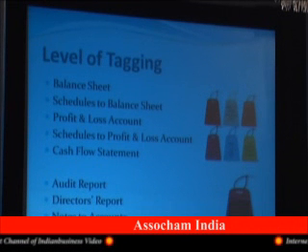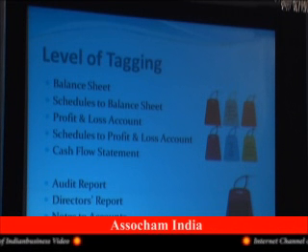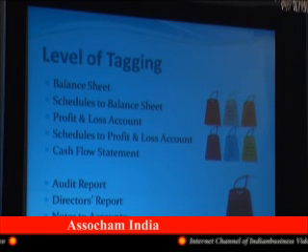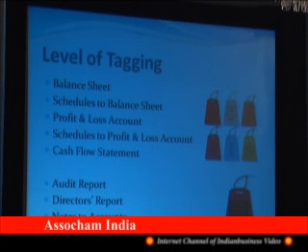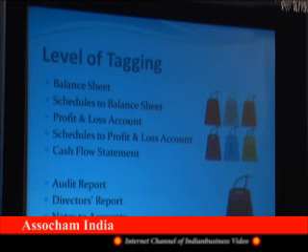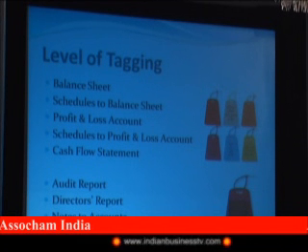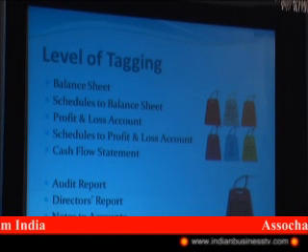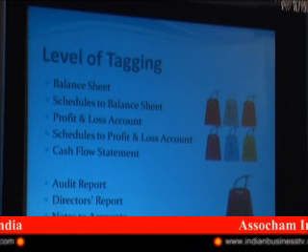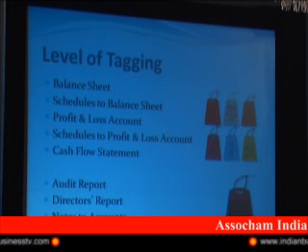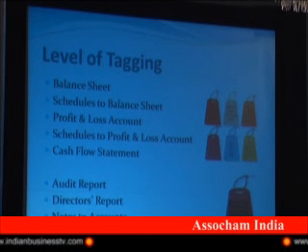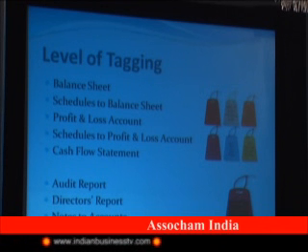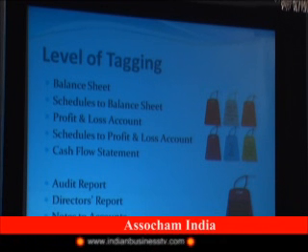Levels of tagging: in case of some items you have to do detailed tagging, in other cases you have to do block text tagging. The balance sheet, profit and loss account, schedules to the balance sheet, schedules to the profit and loss account, and cash flow statement, wherever applicable, have to be detailed tagging. Each and every item in the balance sheet or profit and loss account or schedules thereof has to be linked to the standard taxonomy. Each and every item, you cannot leave any item unless it is not part of the tagging requirements, minimum tagging, etc.